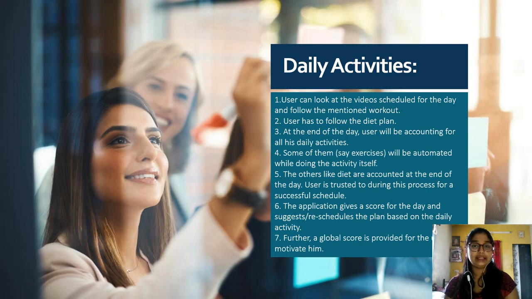There are many daily activities that a user can enroll in with the gym app. The user can look at the video schedule for the day and follow the mentioned workouts. At the end of the day, the user will account for all his daily activities. Some of them will be automated while doing the activity itself. The others, like diet, are accounted for at the end of the day. The user is trusted during the process for a successful schedule. The application gives a score for the day and suggests or reschedules the plans based on the daily activities. Further, a global score is provided to the user to motivate him.